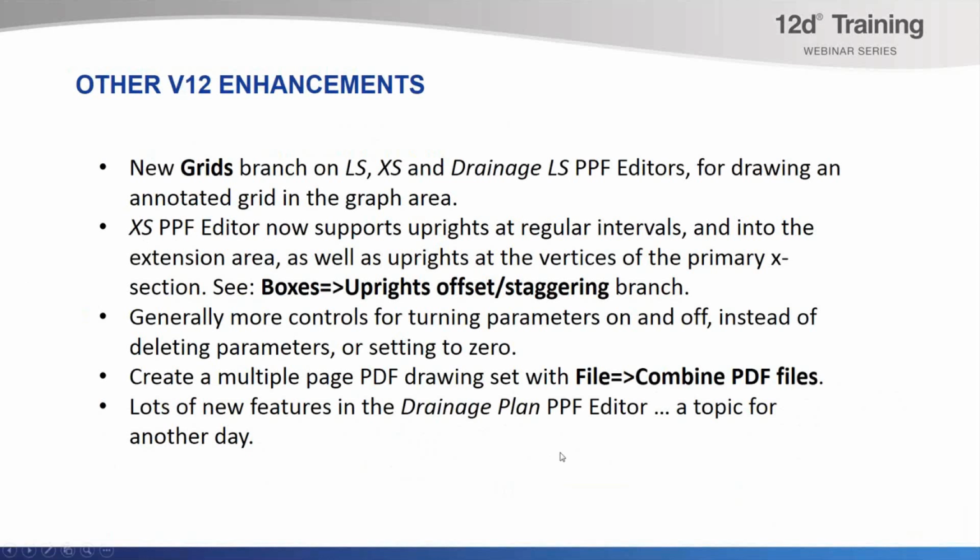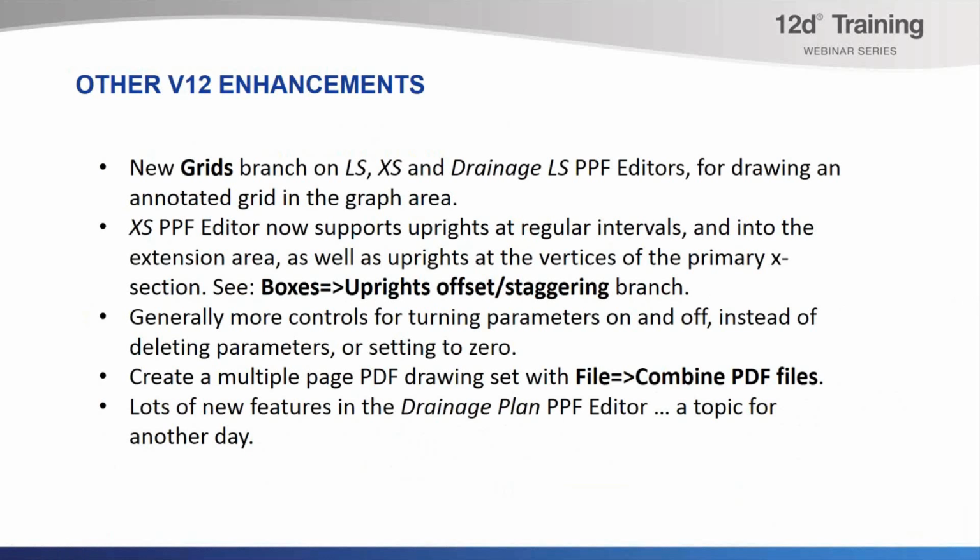The cross-section PPF editor, I alluded to this a little bit earlier, now supports uprights at regular intervals and also into the extension area, in addition to the traditional uprights that we've always had at the vertices of the primary cross sections. So if you just want uprights at regular intervals and not at the vertices, you can do that now, whereas you previously had to do a bit of a workaround to make that happen. All of the settings to control this are on the boxes, uprights, offset, staggering branch, so you can have a look there.